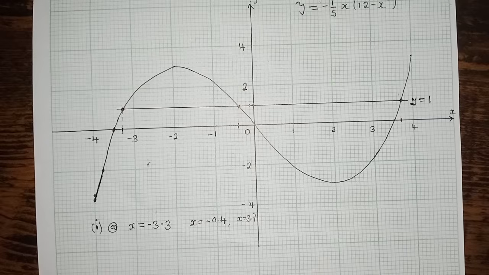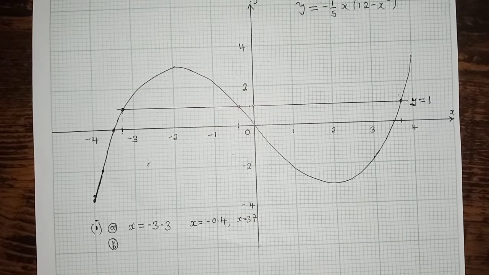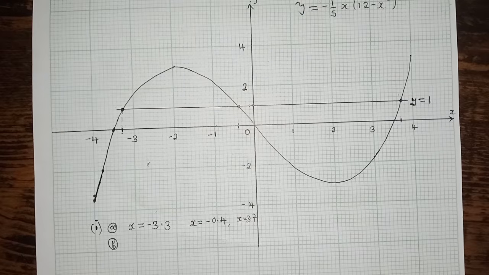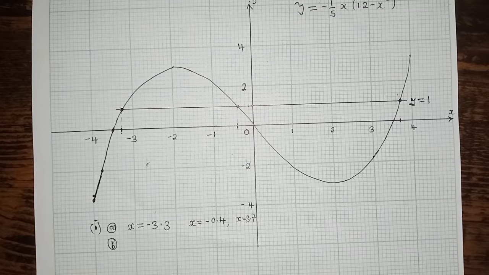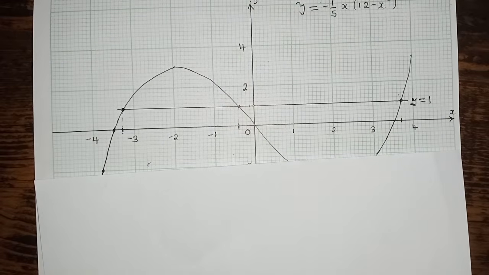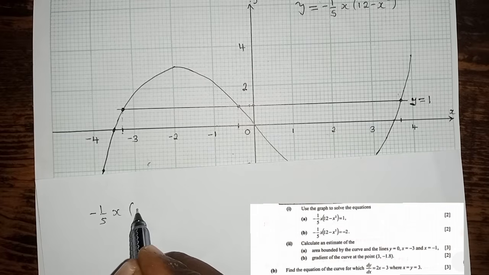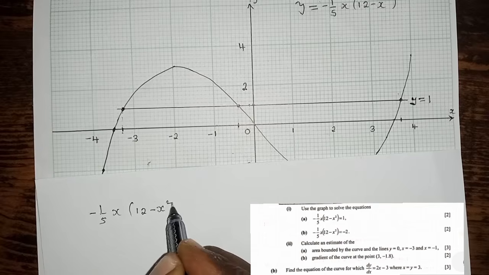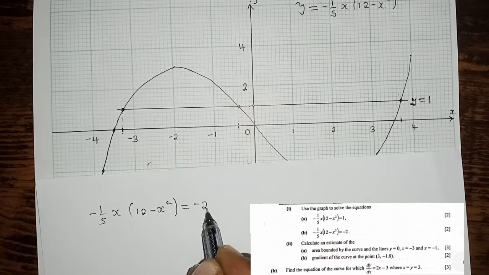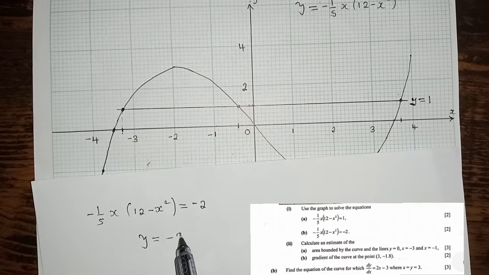All right, so I guess you are following. For B, we use the same procedure I showed on the previous one. Now, they're saying negative 1 over 5x inside the brackets 12 minus x squared is equal to negative 2. So what you're going to do here is just say y is equal to negative 2.